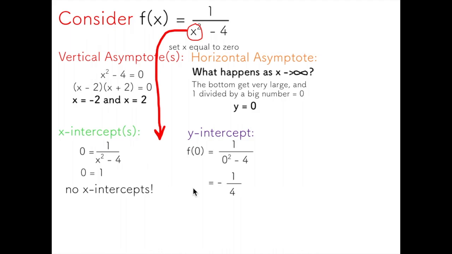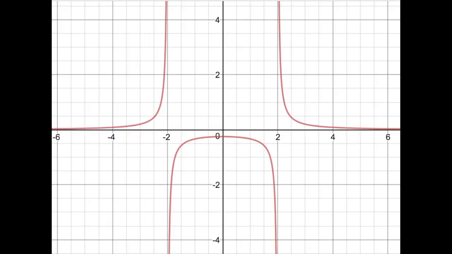Because I want to keep this video brief, I'm just going to cheat and use Desmos. What I've done is quickly typed in 1 over x squared minus 4, and this is the graph that comes out. But because I'm trying to explain how you would graph this by hand, what I'm going to do is just show you all of the key features on this graph.